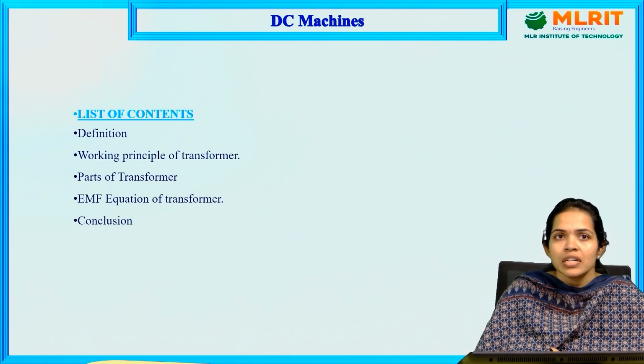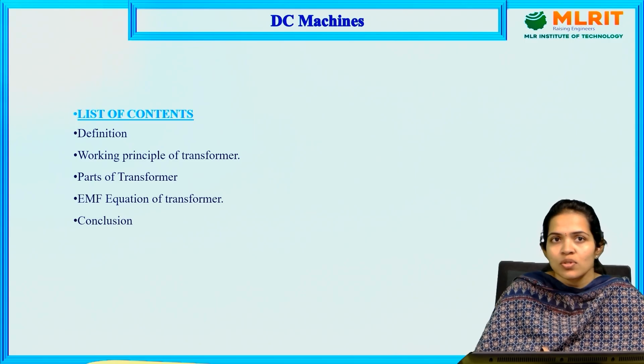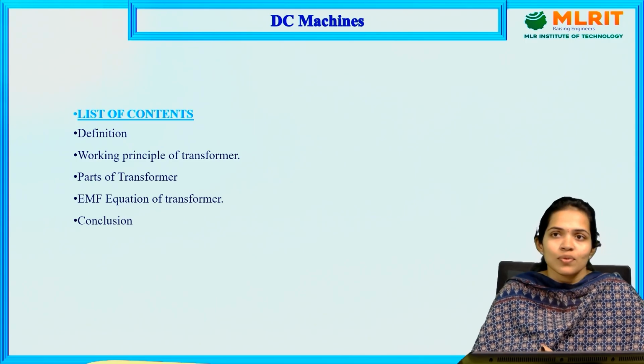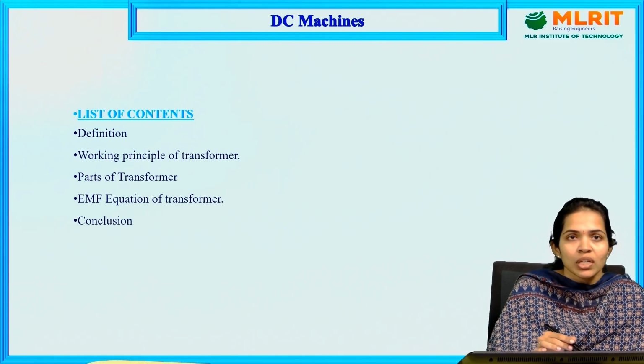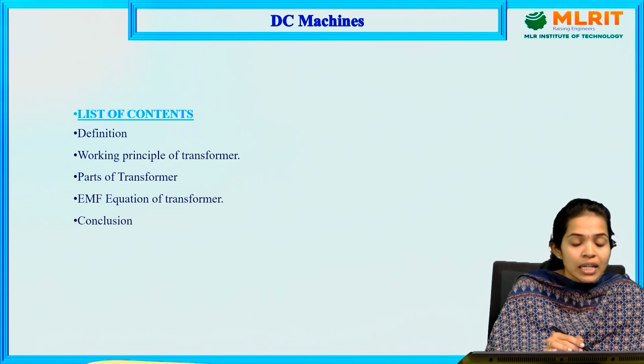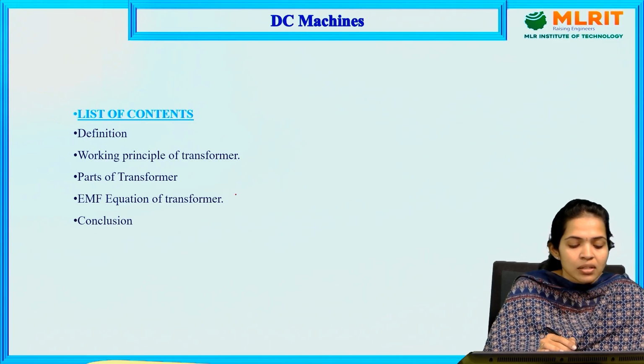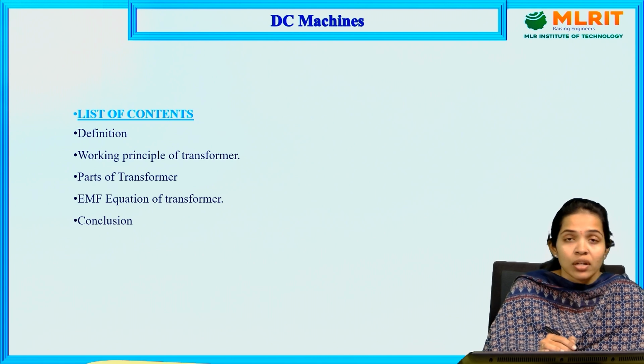Moving on to the very first slide of the transformers topic. Here is the list of contents which I am going to discuss today. First one is the definition: what is the proper definition of the transformer? Second topic is the working principle of operation of a transformer. And next, the construction of the transformer. In detail, we'll be discussing each and every part of the transformer. Next is the EMF equation of the transformer, and then comes the conclusion of this particular topic.